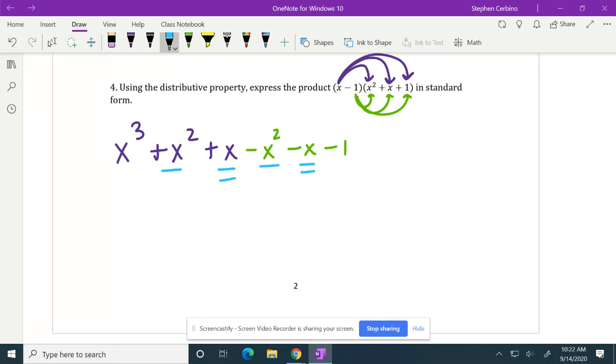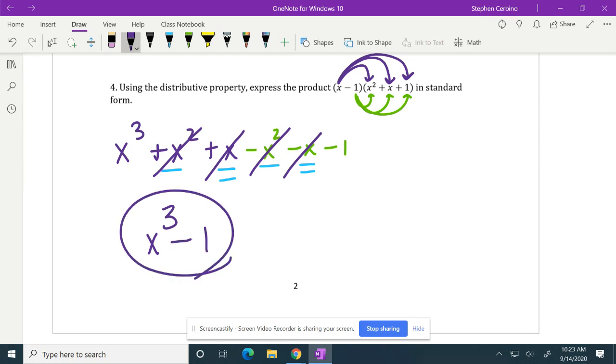I like to underline them. If you're a circle and box person, that's fine too. So I have x cubed. My x squared terms cancel. My x terms cancel, right? A positive x squared and a negative x squared would cross off. A positive x and a negative x would cross off. And I'd be left with -1.